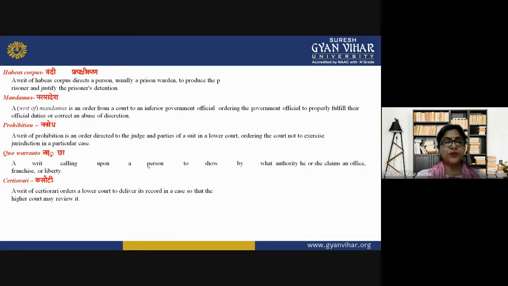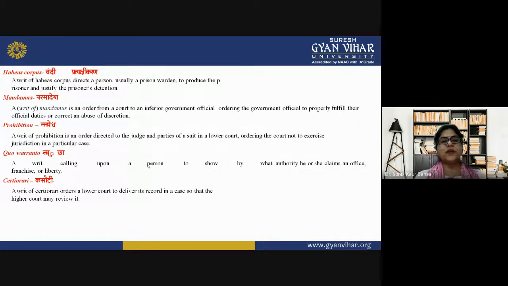Then quo warranto, a writ calling upon a person to show by what authority he or she claims an office, franchise, or liberty. Then certiorari, that is Utpreshan. A writ of certiorari orders a lower court to deliver its record in a case so that the higher court may review it.